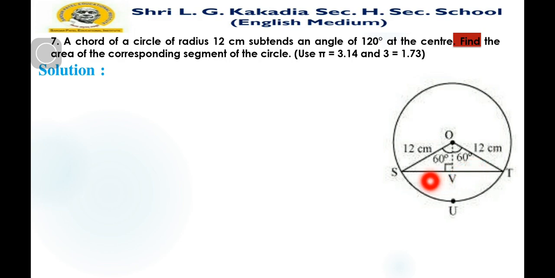Now using the trigonometric functions, we can find the values of OV and SV. First we take the angle with cos theta. As we know, cos theta is given by the adjacent side to this angle divided by the hypotenuse. So we can find OV, and with sin theta, which is the opposite side of this angle divided by the hypotenuse, we can find both sides.